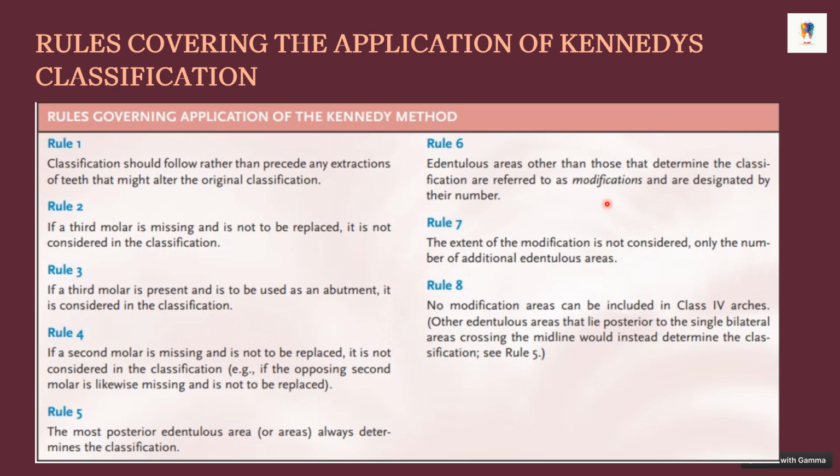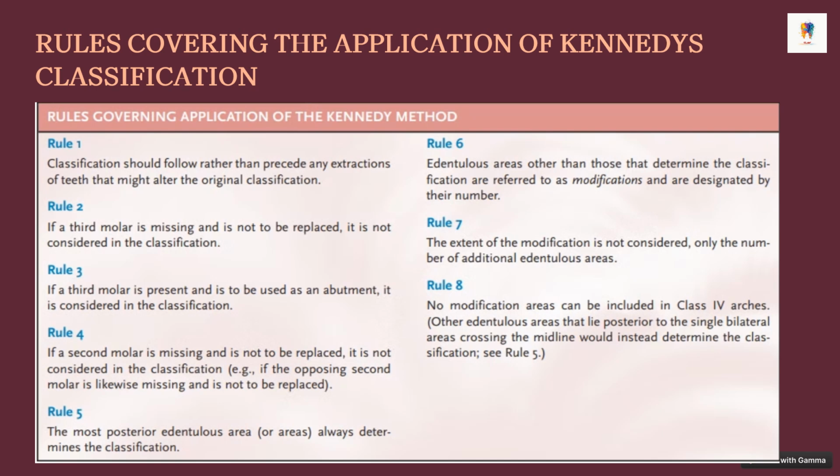I explained in the previous slide that if there is an edentulous area and it is not determining any classification, then the area other than the classified area is your modification area. Rule 7 states that the extent of modification is not considered, only the number of additional edentulous areas is considered. Then rule 8, which will be the last one, says that no modification areas can be included in class 4.